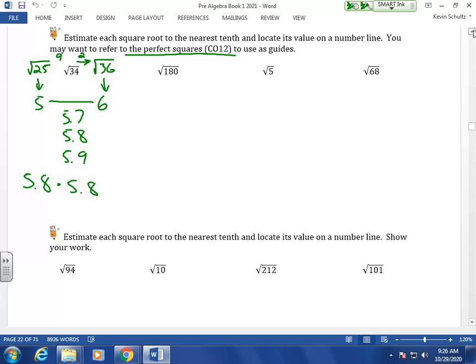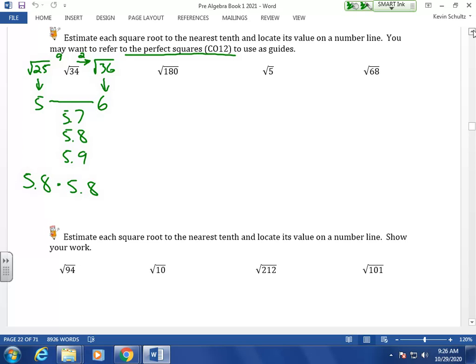33.64, that's pretty close. Okay? For an estimation, that's pretty close. On a test, I'd accept either of those answers, 5.7, 5.8, 5.9. They're all in that ballpark there. But I would not accept something like 5.5 because root 34 is not halfway between 25 and 36. Follow me? We're good?